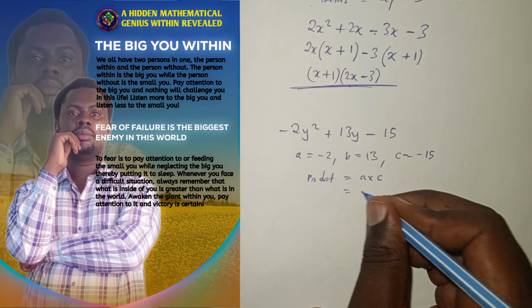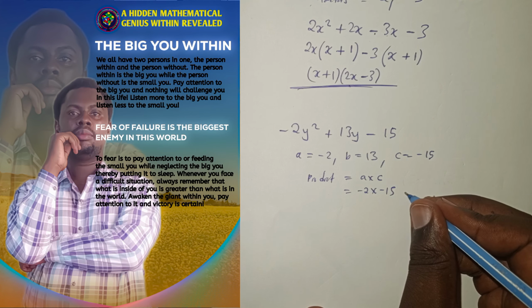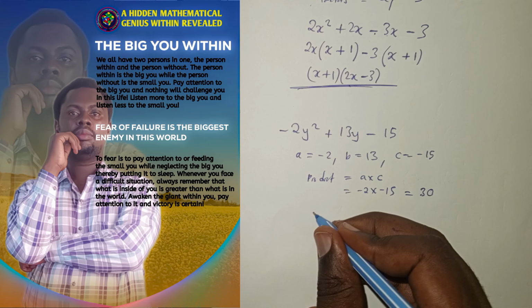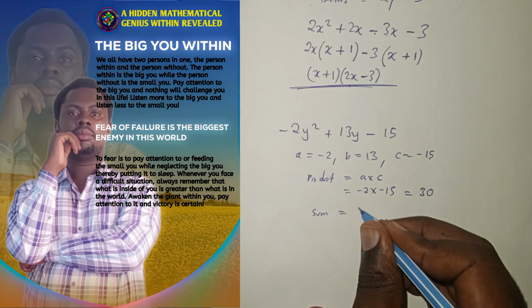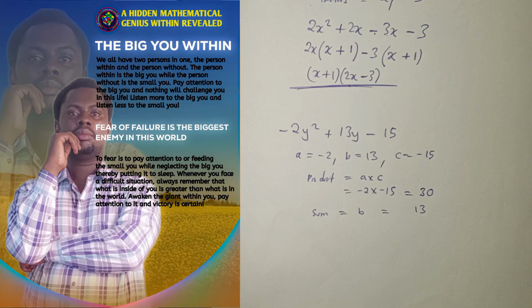Okay, a is negative 2 and c is negative 15. So what is negative 2 multiplied by negative 15? Yes, 30. Okay, then sum. Sum is b, and b in this case is 13. So now we are going to find two factors of 30. That's a product. So when you multiply these two numbers, you should get 30. And when you add or subtract, you should get what? 13.